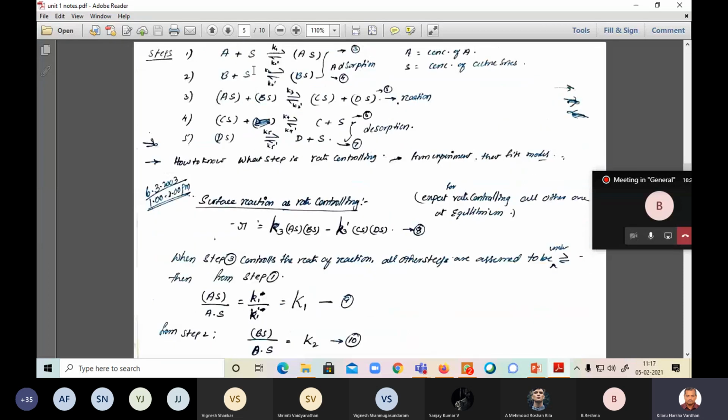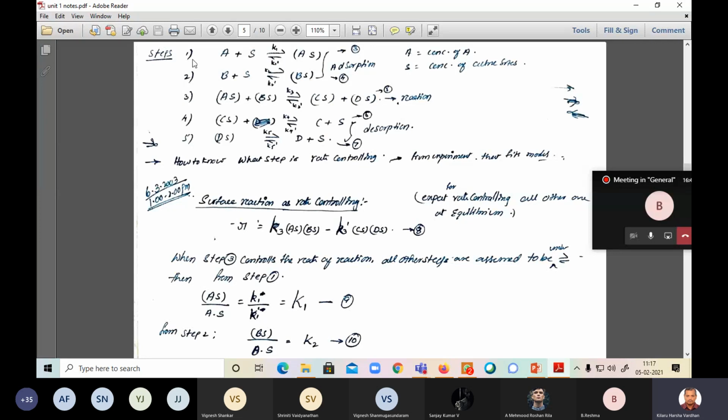Now the equation is A plus B gives C plus D. All are in the gas phase. Only the catalyst is solid. That is the adsorbent. So A is sitting on an active site. In the PPT, I gave X. Here I'm putting S. S is the active site, whatever it is. S is the concentration of the active site.